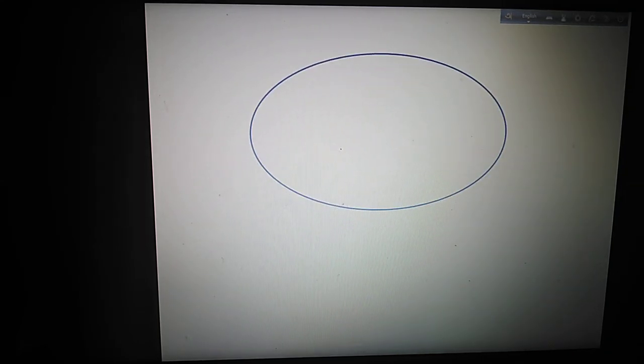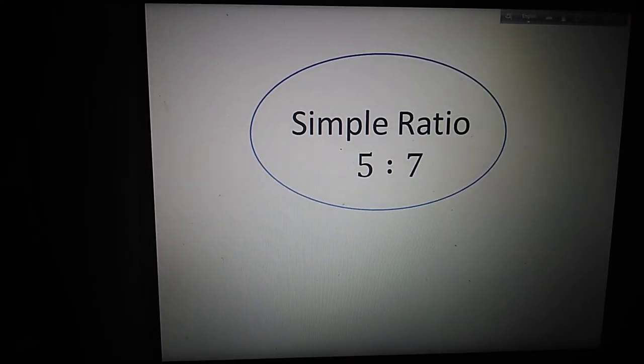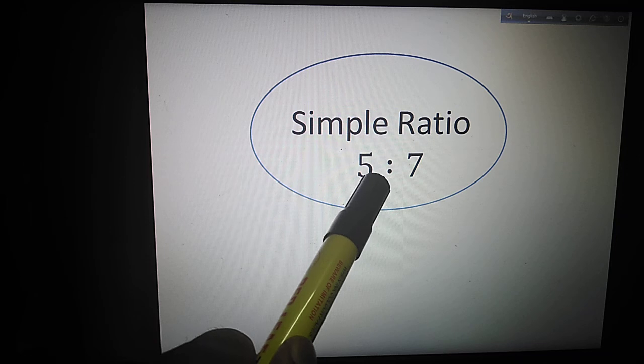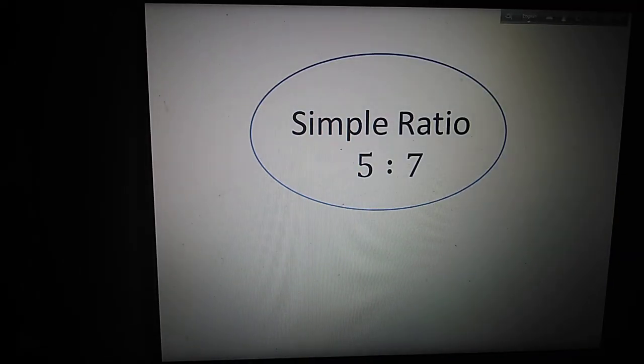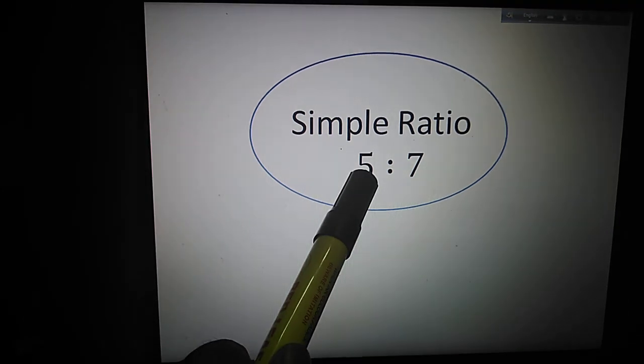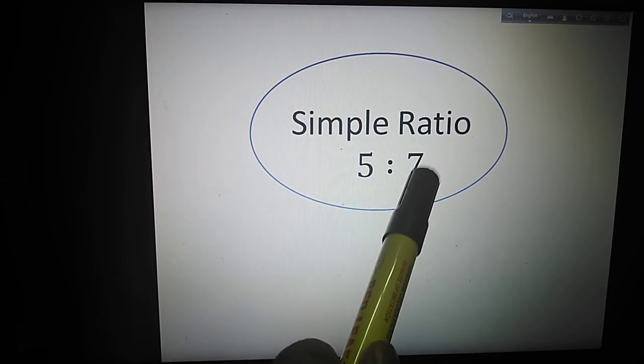Okay, now simple ratio 5:7, it is a simple ratio. Actually, whatever the ratios we will get in our class, that means in class 6, all belong to simple ratio, because a simple ratio has two quantities. For example, it is a quantity and it is another quantity, that's why two quantities.